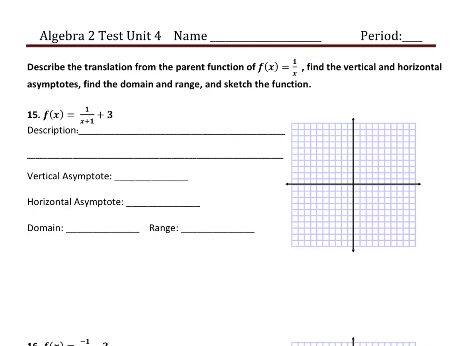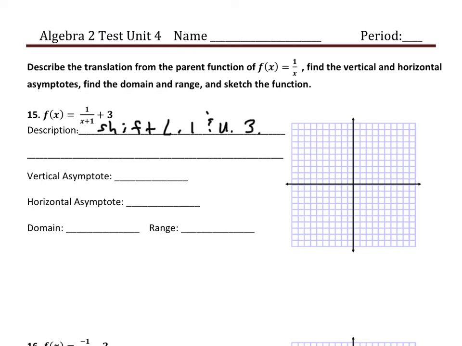Okay, for this problem, it says f of x is equal to 1 over x plus 1, that plus 3. Now, first of all, we're going to describe it. Well, in describing it, first of all, because of this value right here, we're going to shift it, now it's opposite of what you see, so it's going to shift left 1, and we're going to go up 3. So, you're going to say shift left 1 and up 3.